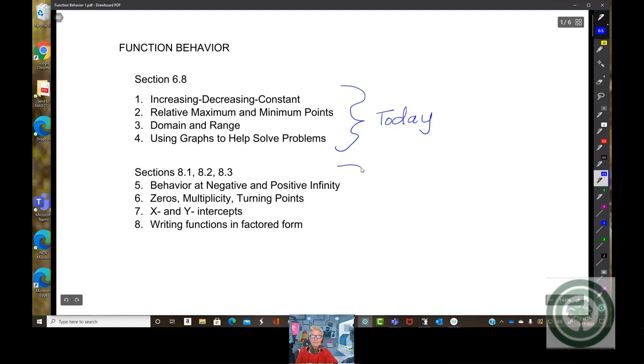Now, when we get back on the 29th, that's a Monday, we'll be talking about these behaviors. What happens out on the ends of a graph? Near negative infinity and positive infinity. What about zeros? What are multiplicities? What are turning points? The x and y intercepts, again, but they're important, and writing functions in factored form. So we did most of this yesterday, but now we're going to look in depth.